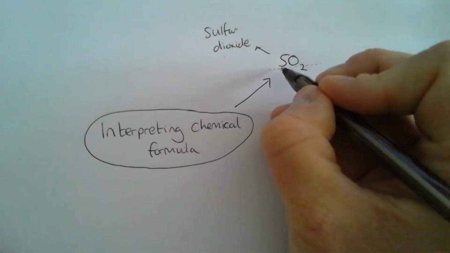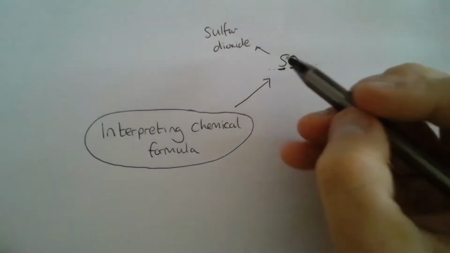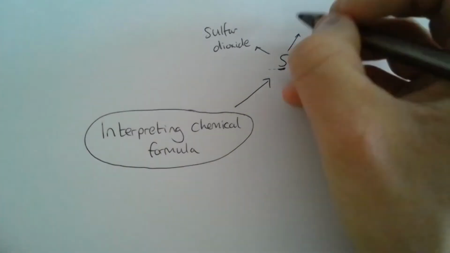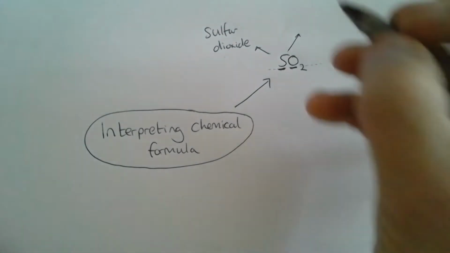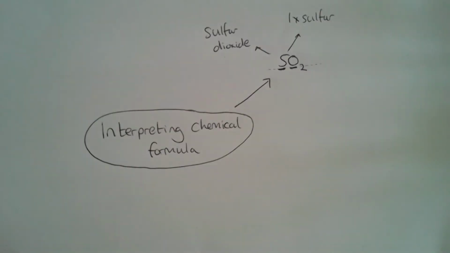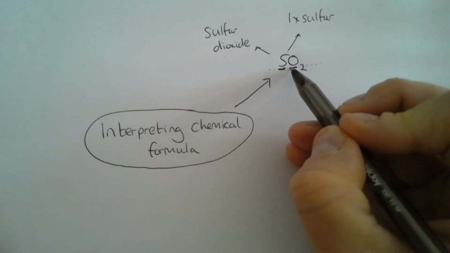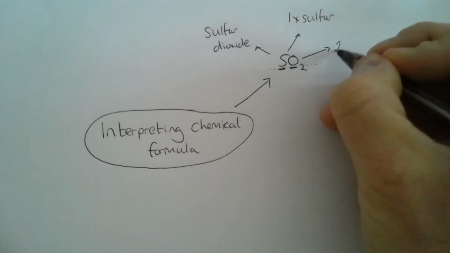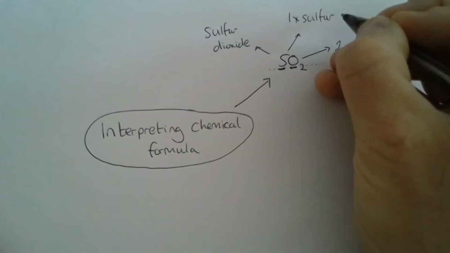So what would be worth us doing is just underlining the individual elements that are present in it. So we've identified that there's some sulfur atoms in it and there's some oxygen atoms in it. So in this case, there's sulfur. There is no number immediately after the sulfur, so there is 1 times sulfur atom present in this molecule. And then if we look at the oxygen, there's the oxygen. It's a capital letter, so it's a single letter element. Immediately after that, there's the number 2, so there are 2 times oxygen atoms present in this molecule.